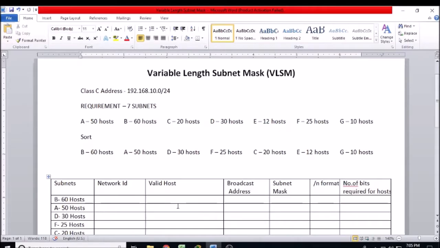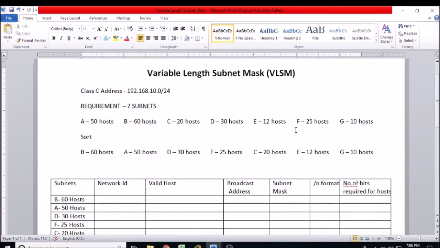For example, an organization has a requirement that it needs 7 subnets. What is a subnet? Given a large network, it has to be divided into small networks so that it will be easy for administration and maintenance. The requirement for each subnet varies. For example, A subnet will need 50 hosts, B subnet will have 60 hosts, and so on.